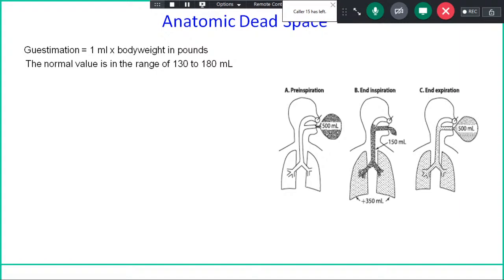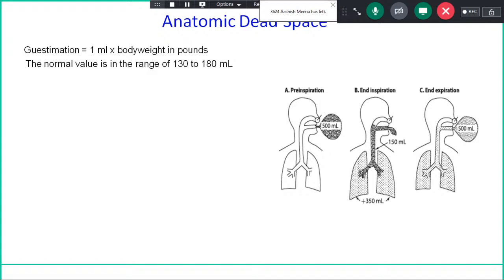But we cannot always work on guesswork or calculated estimates like this. What we need to know is the exact anatomical dead space. In principle, you can say how it can be done. So on the right, this is a diagram showing 3 pictures. In the first one, there is a test gas which is present in the balloon, about 500 ml of that.